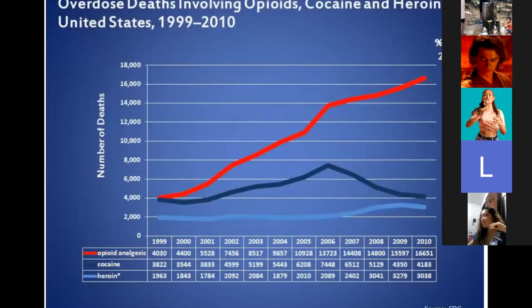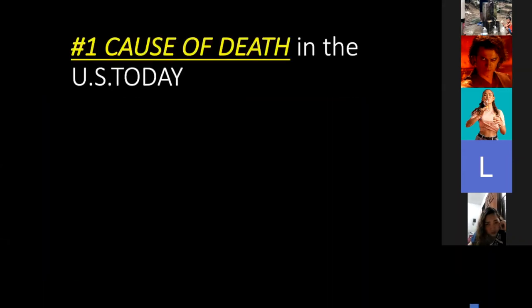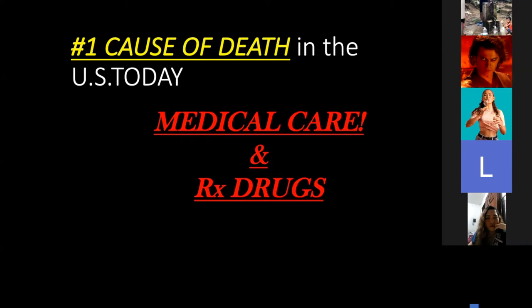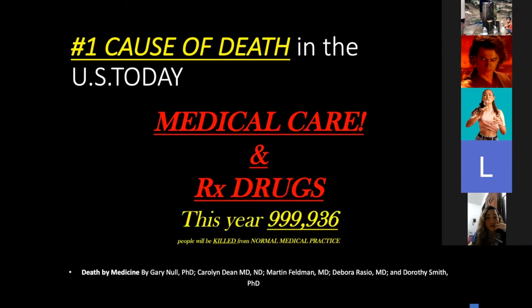And we can see that the death rate from these opioids has now far eclipsed that of cocaine and heroin, more than four times the amount, right? Which is insane. And yet they're still being prescribed in record numbers. In fact, Gary Null did an exposé called Death by Medicine, I believe it was called. And he says the number one cause of death in the USA today is medical care and drugs. In fact, on average, 999,936 people will die a year from properly prescribed drugs and medical intervention.